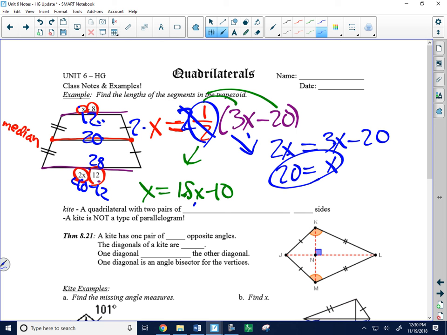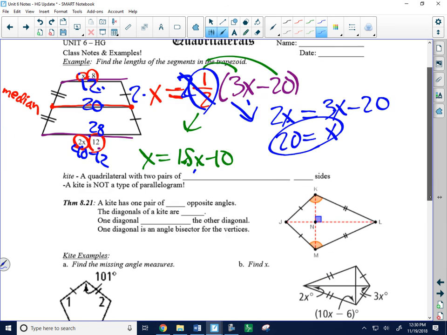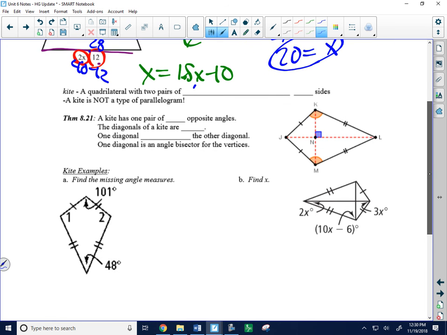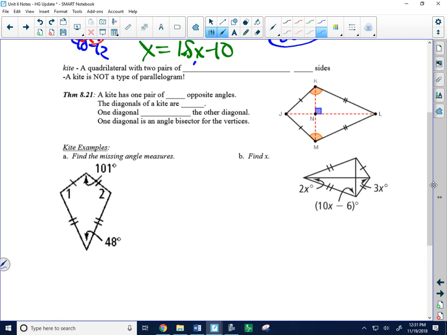Well, anything else about trapezoids? Comments? Let's talk about kites to finish up. I'm going to tell you what they are, 2 properties, and 2 quick examples. I'm not going to do example B below. I'm going to do A and C.